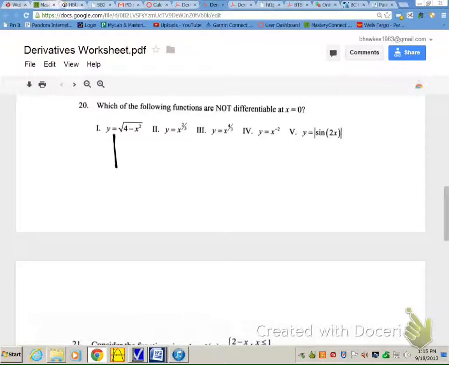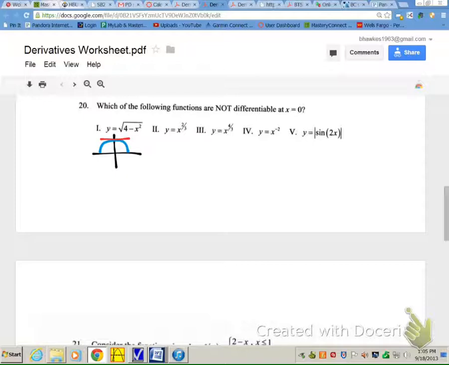Problem number 20. So you just have to figure out which functions are not differentiable at x equals 0. Knowing how to graph is very helpful. We can see that 1 is differentiable at x equals 0 because if you know the graph, you know it's nice and smooth right there when x is 0.